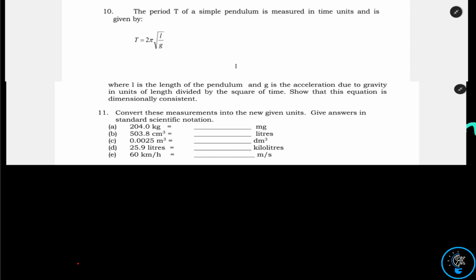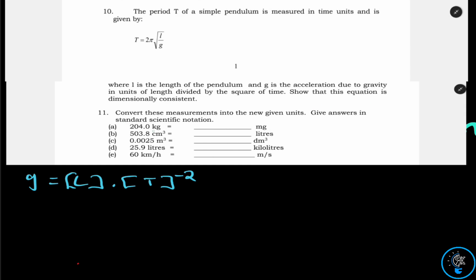Where L is the length of the pendulum, g is the acceleration due to gravity in units of length divided by the square of time, or k. So we are given that gravity has units, length divided by the square of time. Okay, so it can be written as that.